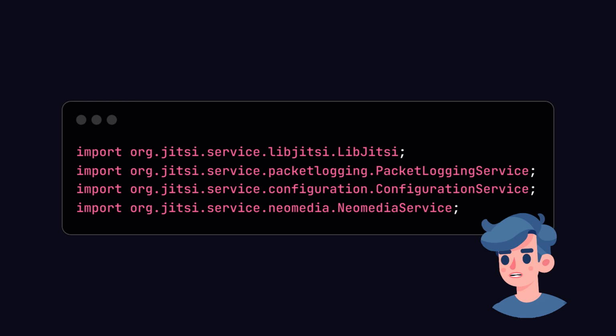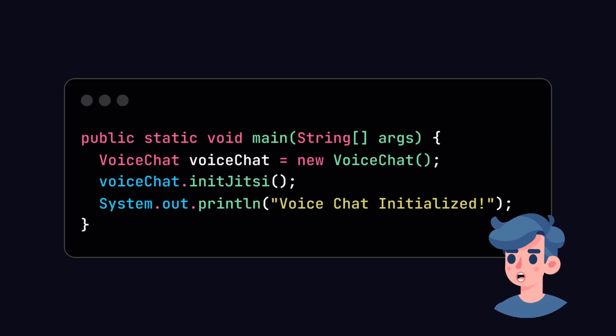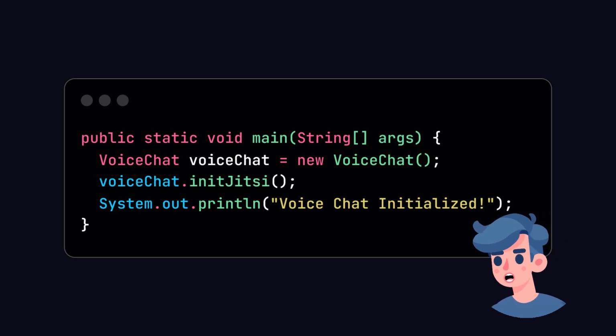Now that you have your Java file set up, let's dive into initializing the Jitsi library. We need to add some import statements at the top of our Java file to include the necessary classes for Jitsi functionality. Next, we'll configure the Jitsi services by adding a method called initJitsi in our VoiceChat class. This method will initialize various Jitsi components that facilitate voice communication. Now, let's call the initJitsi method from the main method to initialize the Jitsi services when your application starts.